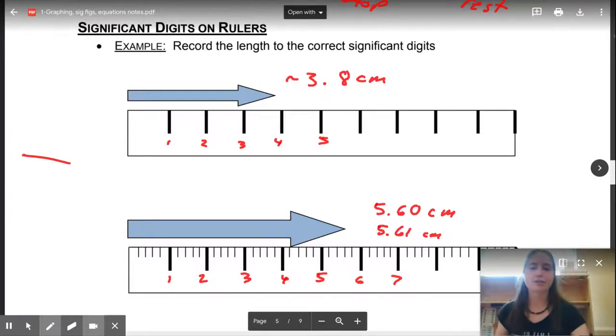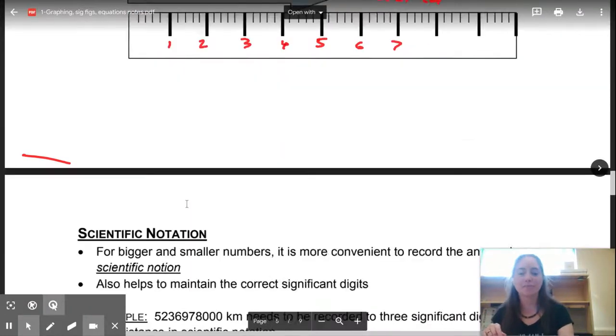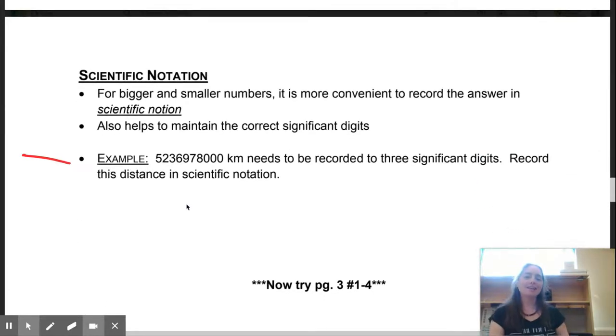All right, so that, ladies and gentlemen, is how we use sig digs when using a ruler. We're not going to use that topic a ton. We're just going to use that one, I think maybe once. But in chem, you'll use that in chem for sure. All right, so ladies and gentlemen, if you have any questions, make sure you come see me.